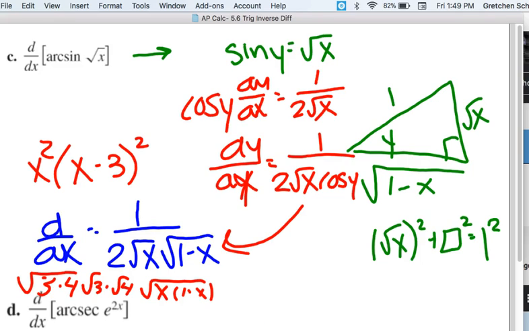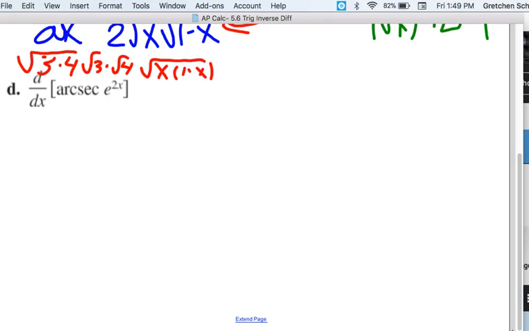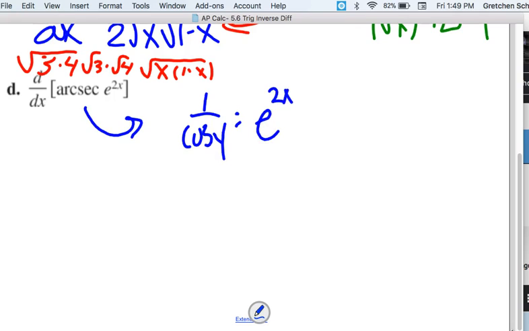All right, last one. This rule is going to work even if it's with e's or whatever. So if it is an arc secant, if it were me, I would not think of it as arc secant. Yeah, do cosine. So this is really saying that 1 over the cosine of y equals e to the 2x. So then what does cosine equal?